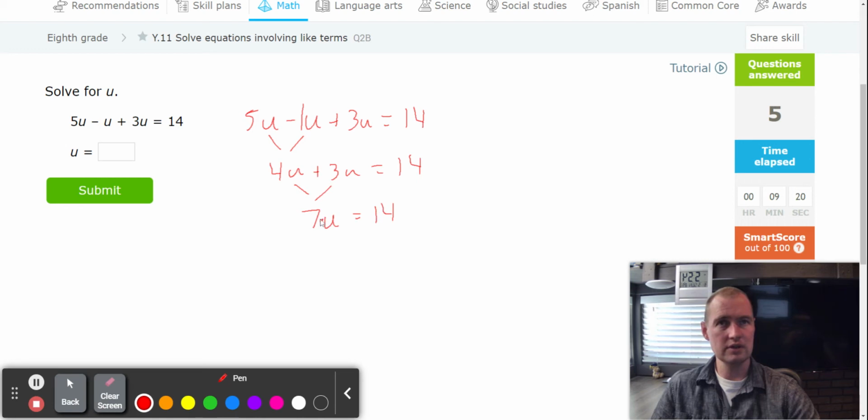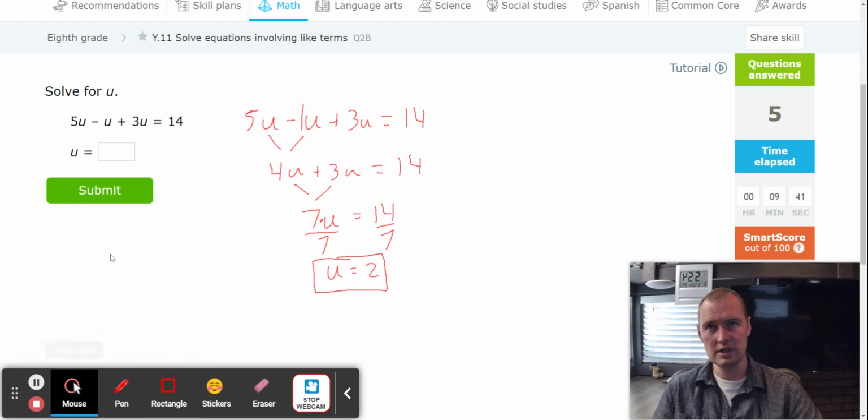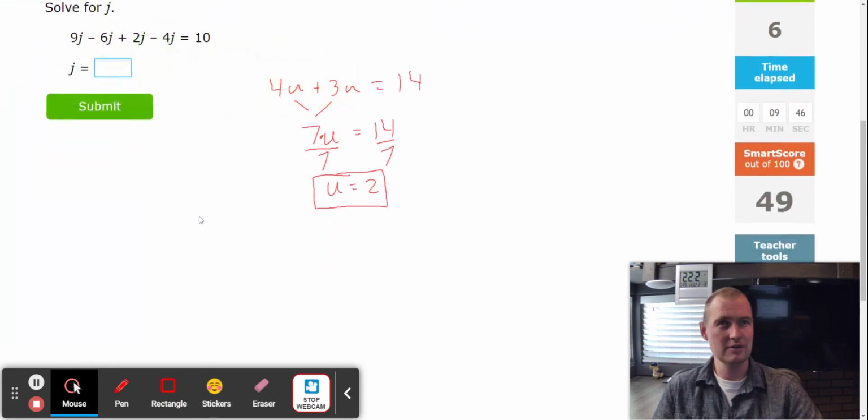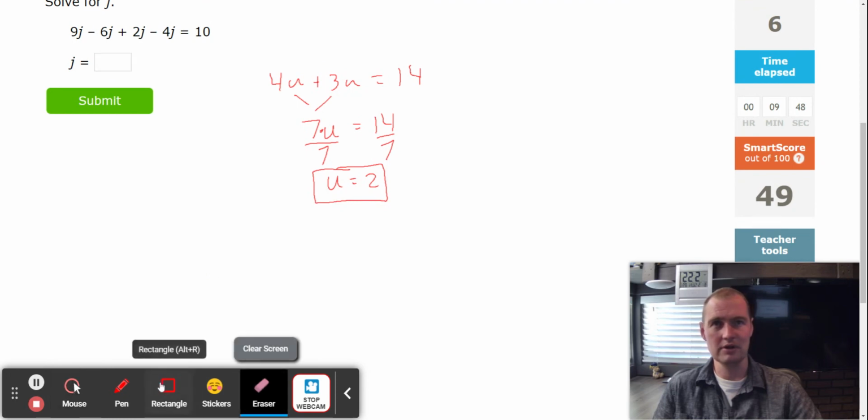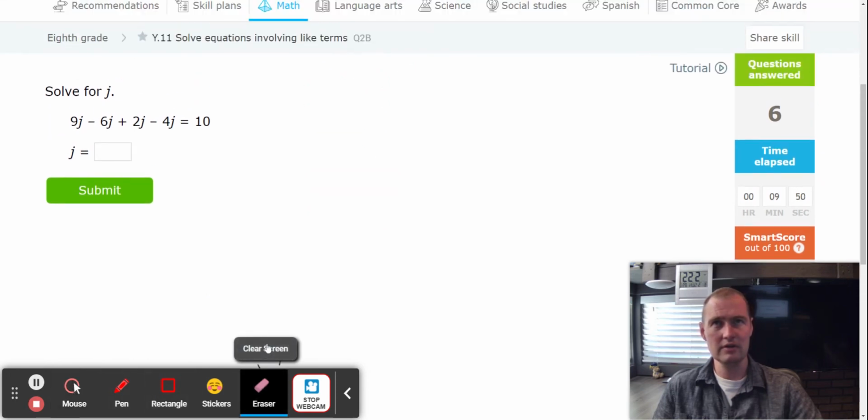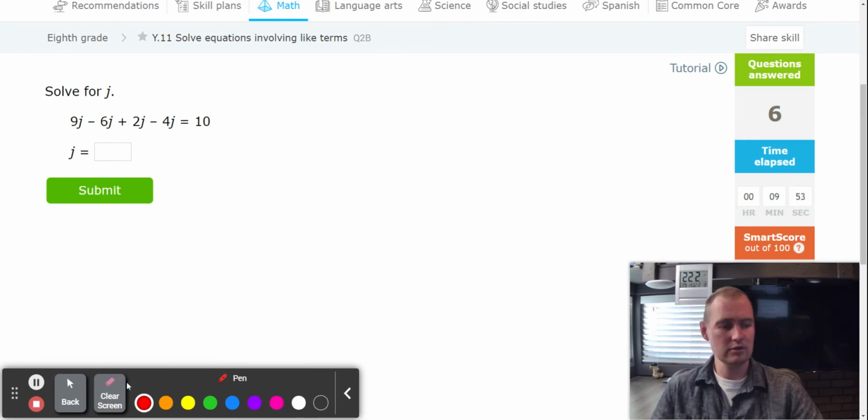Now it's asking, 7 times what equals 14? In order to figure that out without guessing, I'm going to take the opposite of multiplying by 7, and I'm going to divide both sides by 7. Therefore, u is equal to 14 divided by 7, which is 2. So we're going to plug a 2 in. And again, can you check it? Yep. But we're going to skip that one, since the steps were pretty clear. Here we go. Okay, a little bit longer on this one.